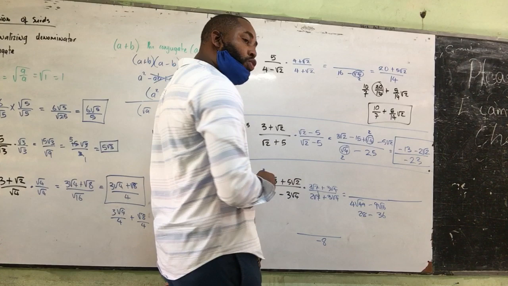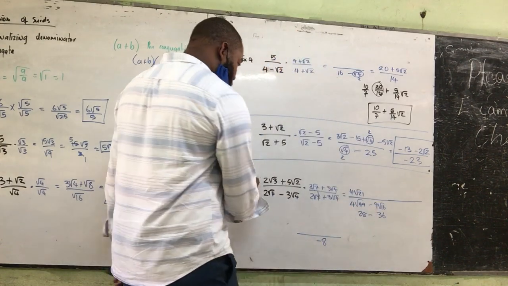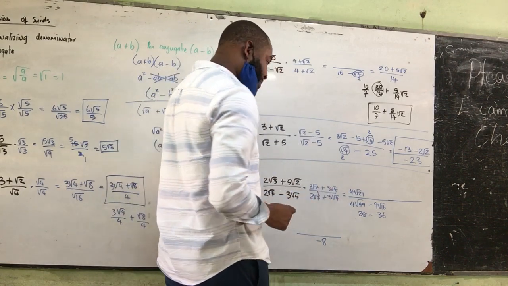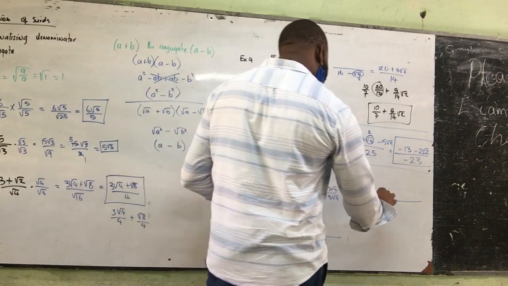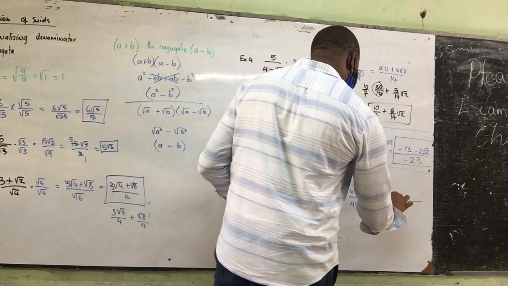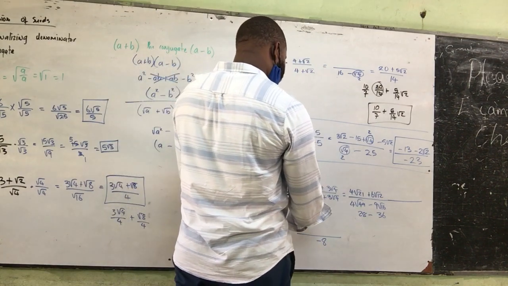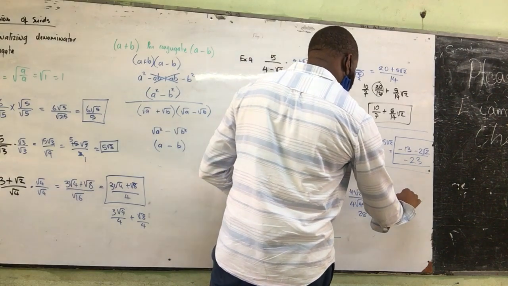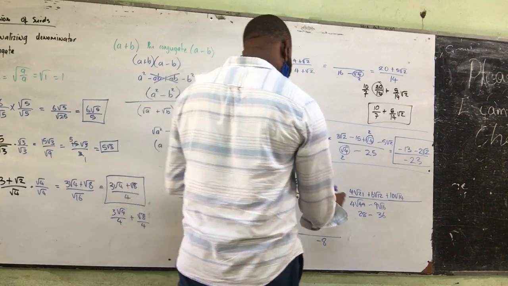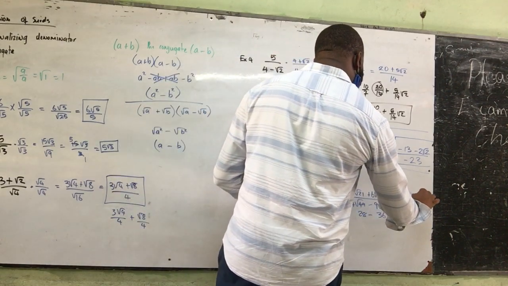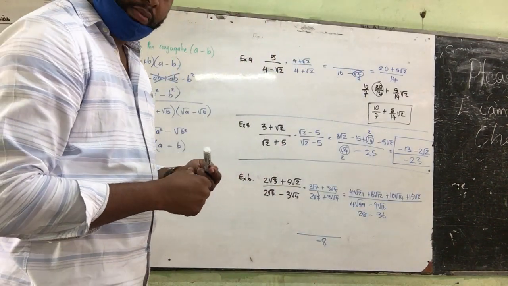So 2 root 3 times 2 root 7 is 4 root 21. 2 root 3 times 3 root 4, 2 times 3, 6 root 12. 6 root 12. Good? And then this times that is going to be 10 root 14. Notice now all these are different. Can't group them. And this is going to be 15 root 8. There's nothing there to group, so all of them come right back on top.